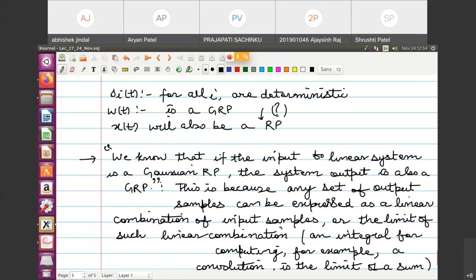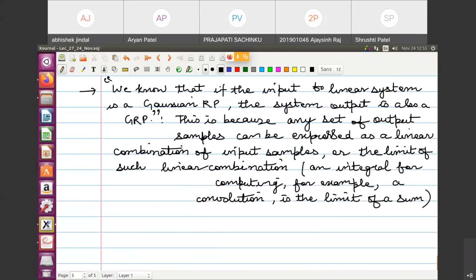So it means that correlation obviously is a linear operation. You can clearly see it is simply multiplication of the two signals and integration from 0 to some limit, or minus infinity to infinity. So that being a linear operation, if I am correlating a Gaussian random process with some waveform, the output would also be a Gaussian random process. The reason is that any set of output samples can be expressed as a linear combination of the input samples, or the limit of such linear combinations.